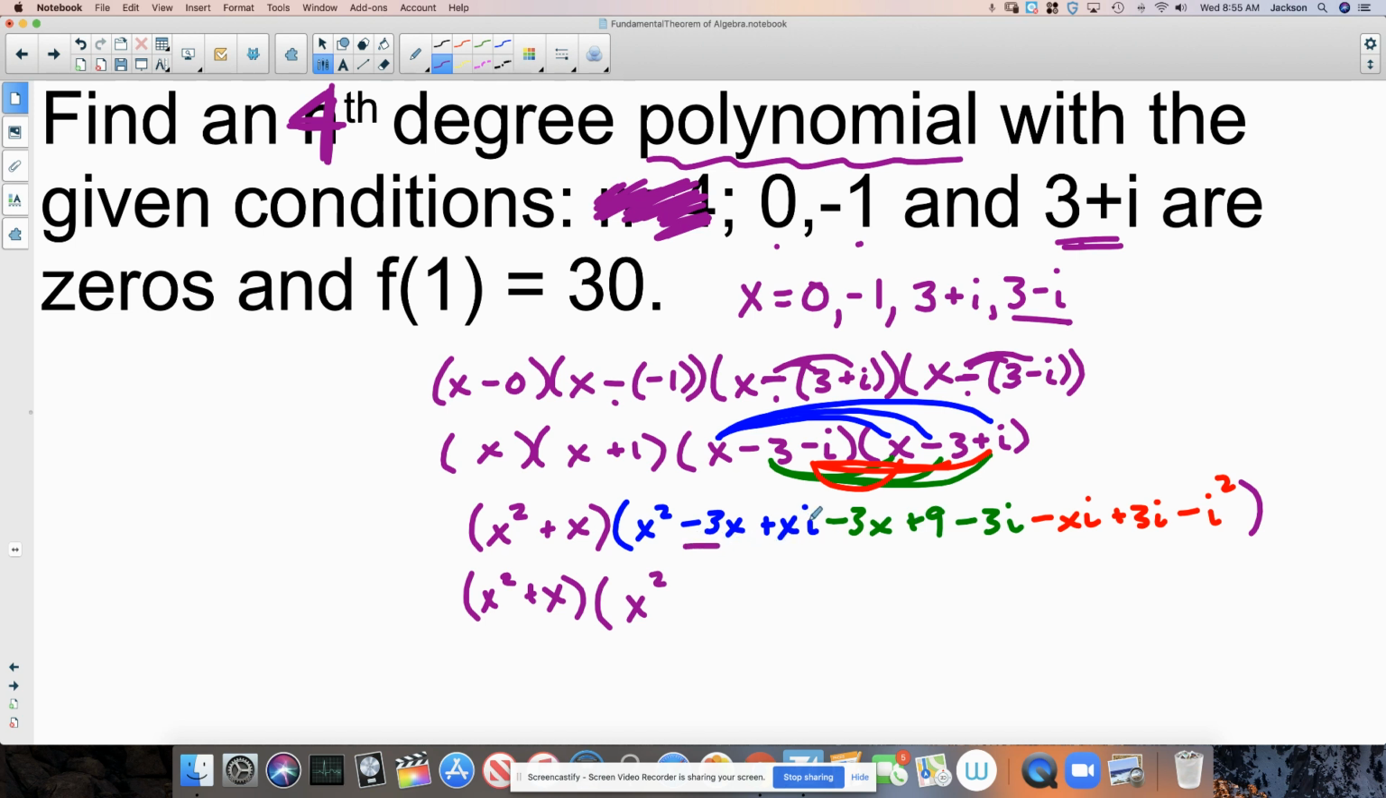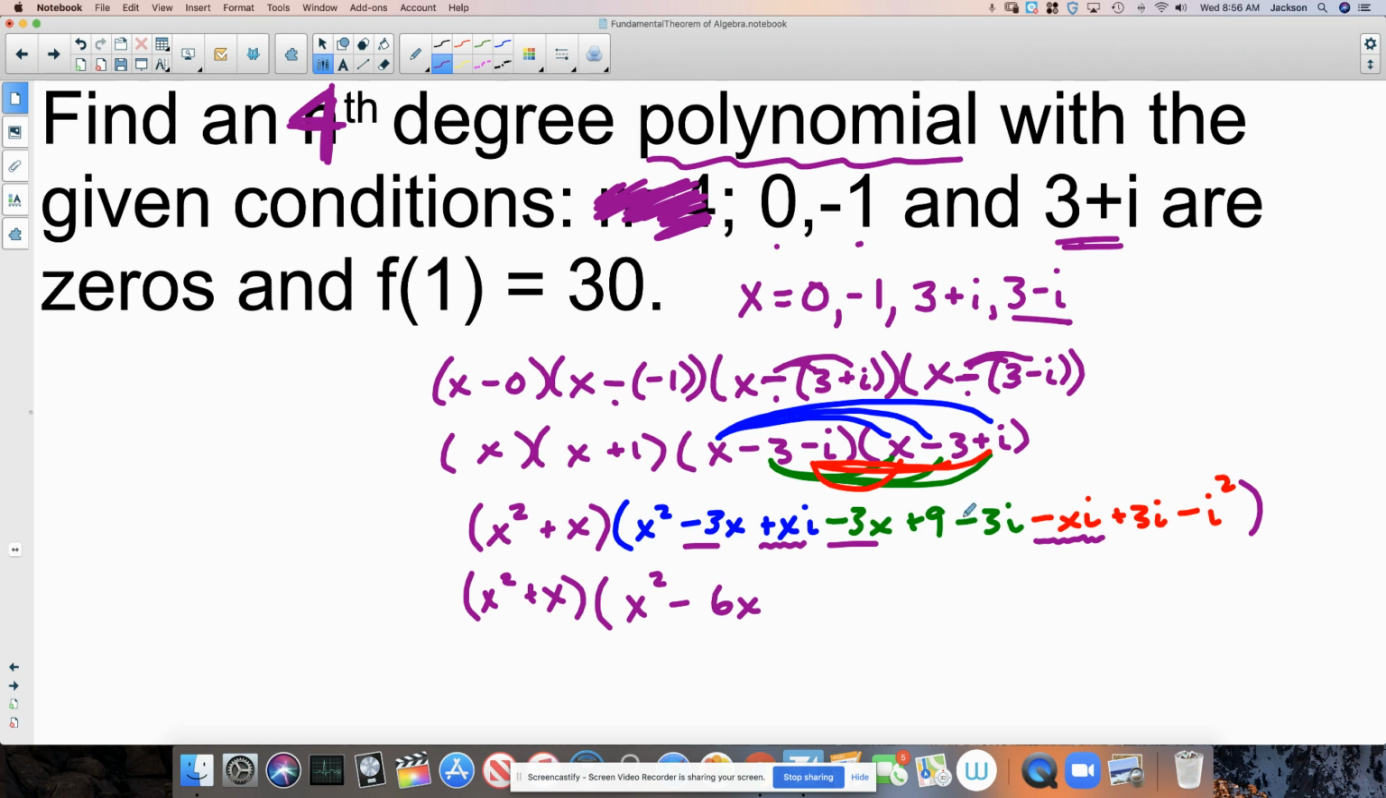-3x, do I have any other terms that just have an x, right? We have that. This is ix. This is a complex number. This is a real number, so we can't combine these. We can only combine the terms that just have an x, and those are the only terms that just have an x. So I've got a -6x. Now we've got positive xi, and we have negative xi. So what's going to happen with those? They're going to cancel each other out.